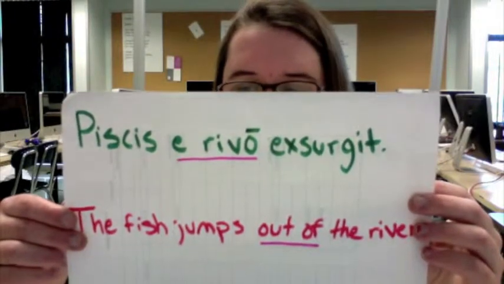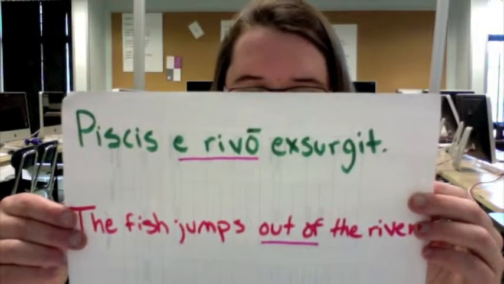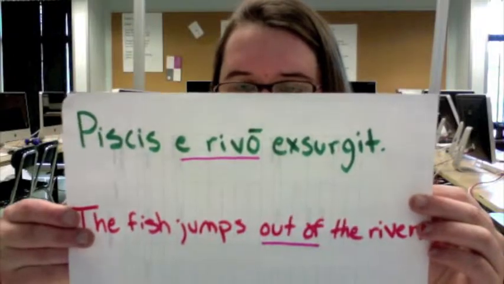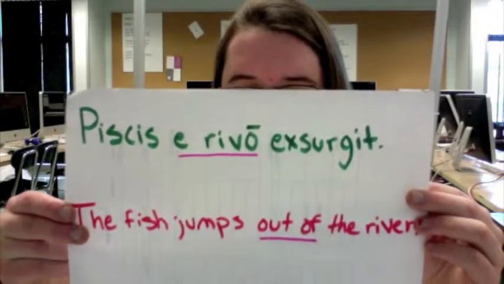The next example is "piscis e rivo exsilit." The fish jumps out of the river. Notice that the ex turns to an e because rivo starts with a consonant.